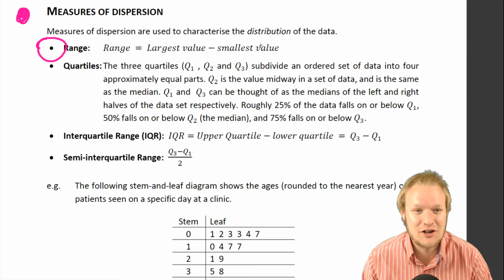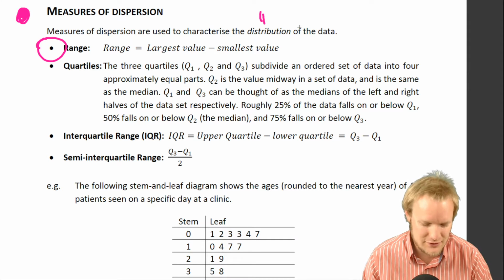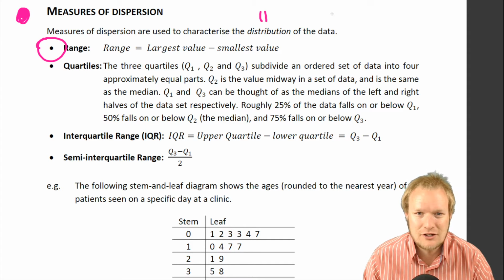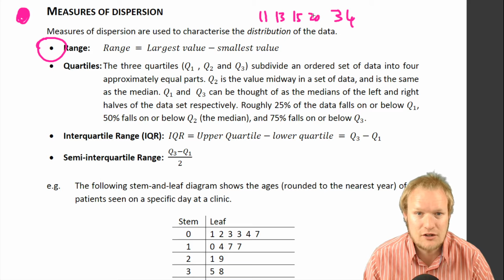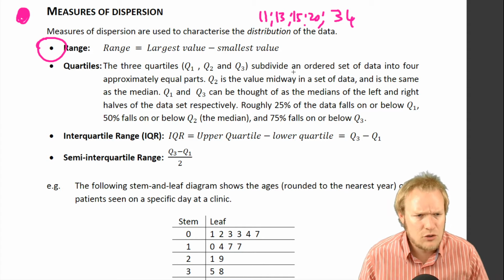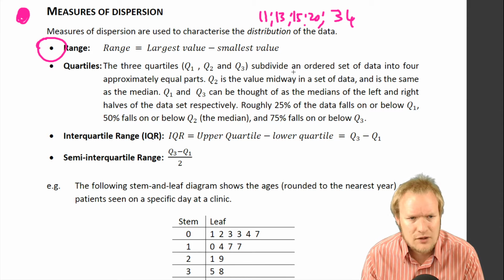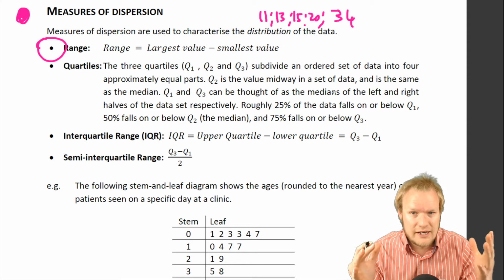The range is the largest minus the smallest. So let's look at our beloved test marks, and we go, well, somebody in the class got 11, and somebody got 34, and the test, who knows, was out of 50. So the range is 11 up to 34. If there were 13, 15, 20, a whole lot of people in between, the range is biggest minus smallest. Makes sense.